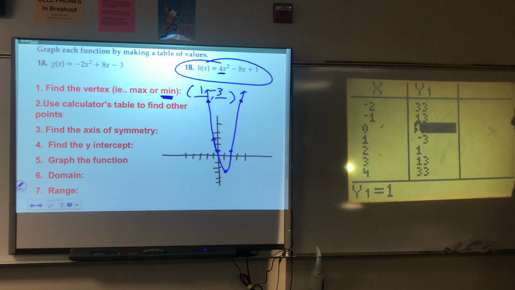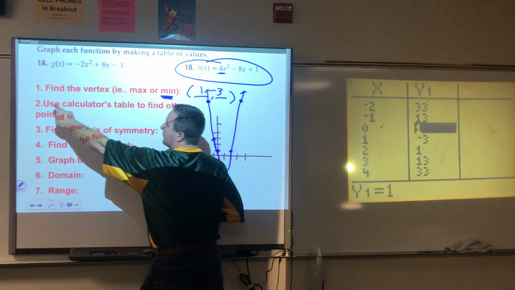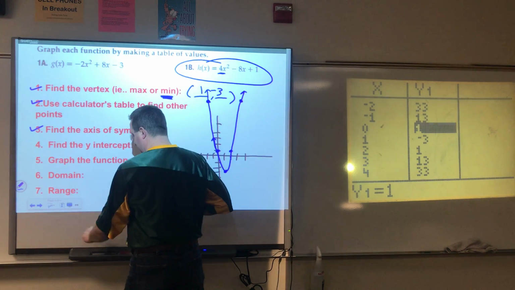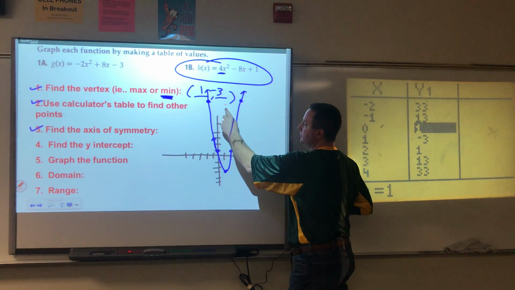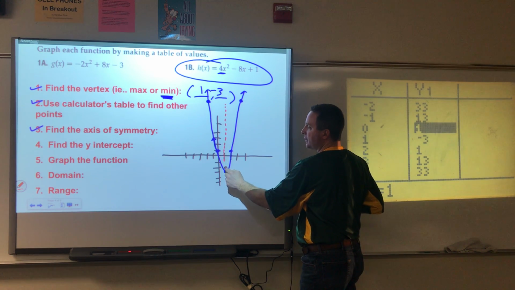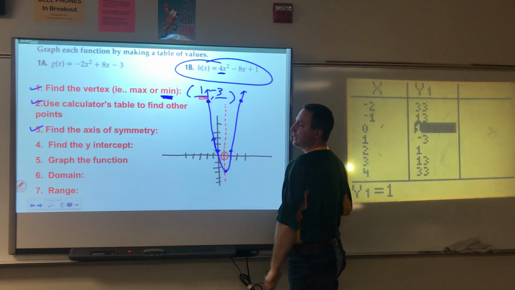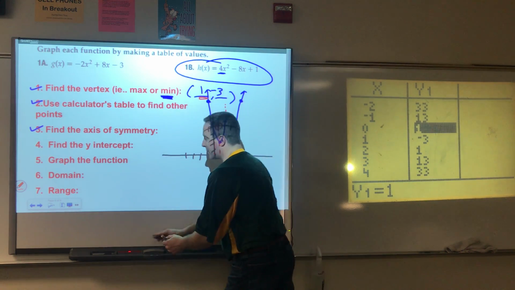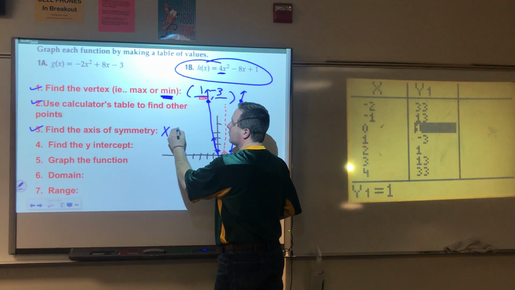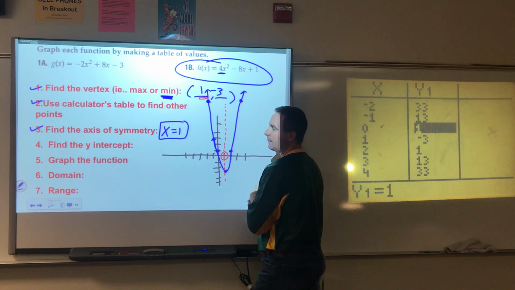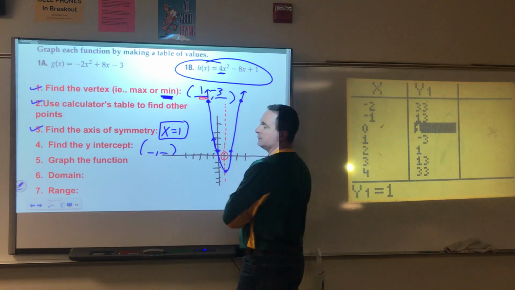The axis of symmetry. So we've done this, we've done this. How about our axis of symmetry? It's a line that goes through the middle. And remember, it goes through the vertex. And what x value is the vertex at? X equals 1. There's my axis of symmetry. X equals 1.